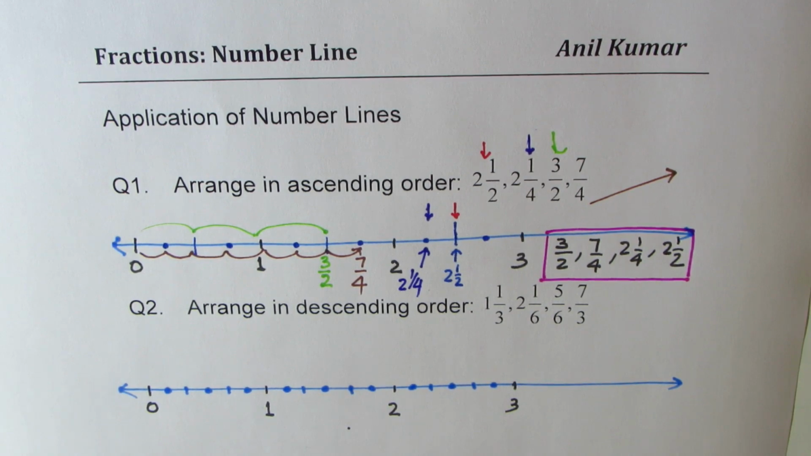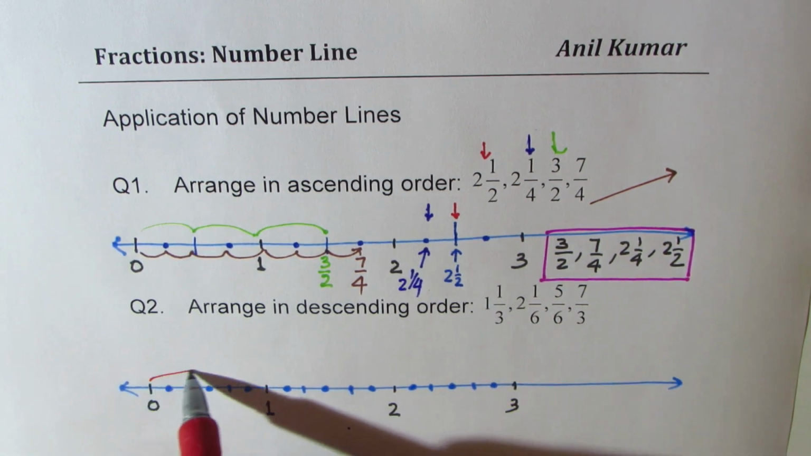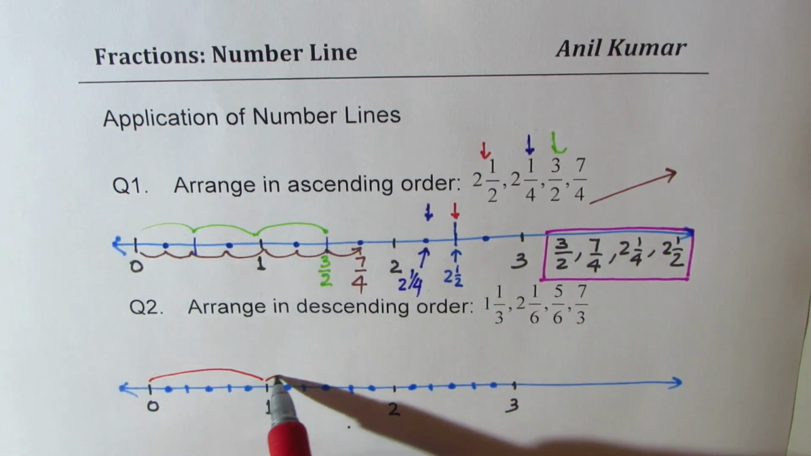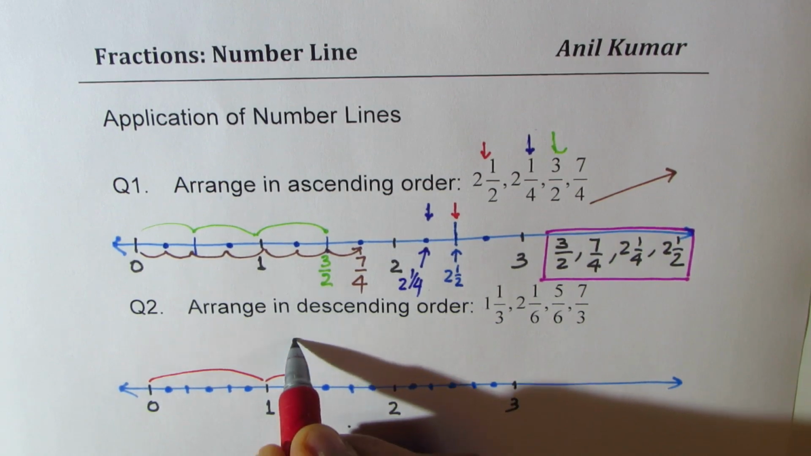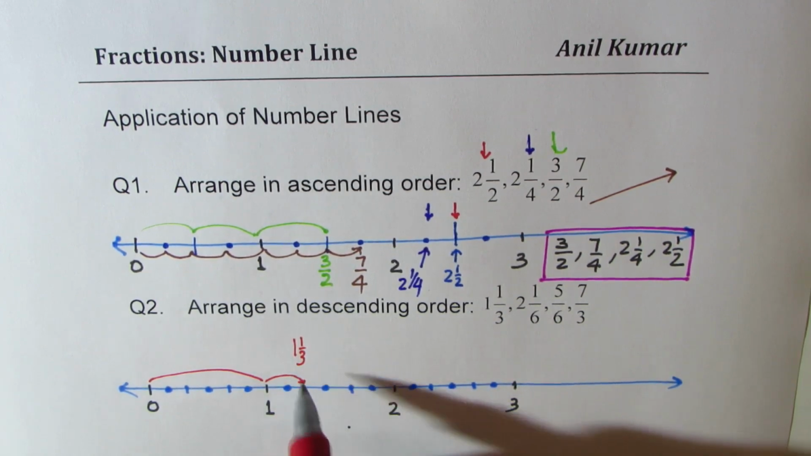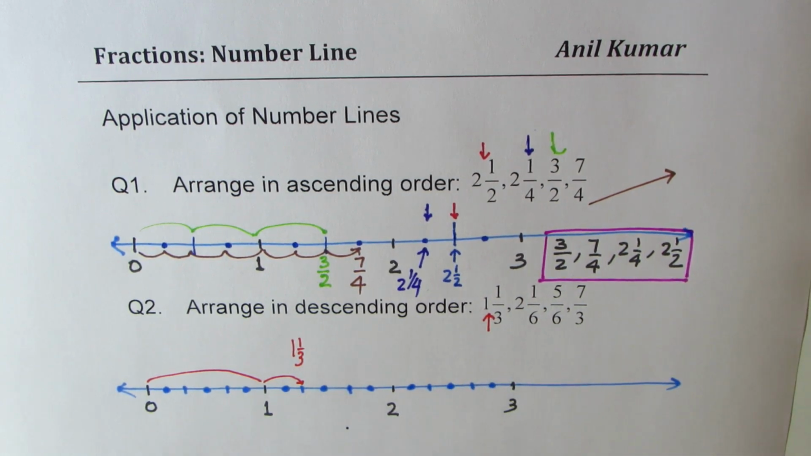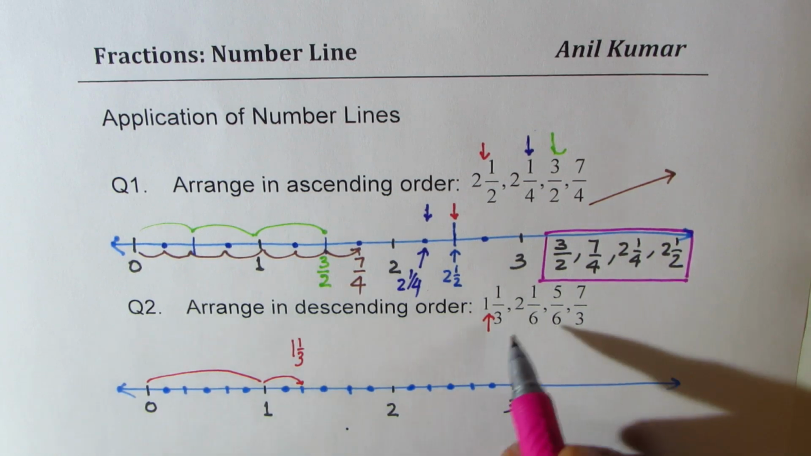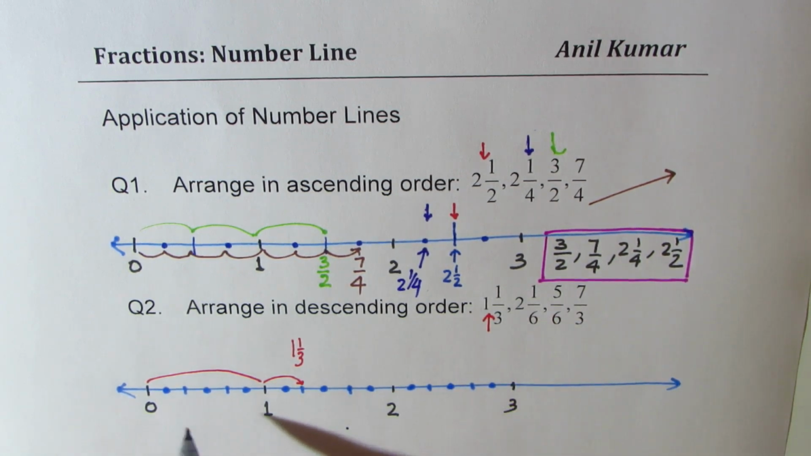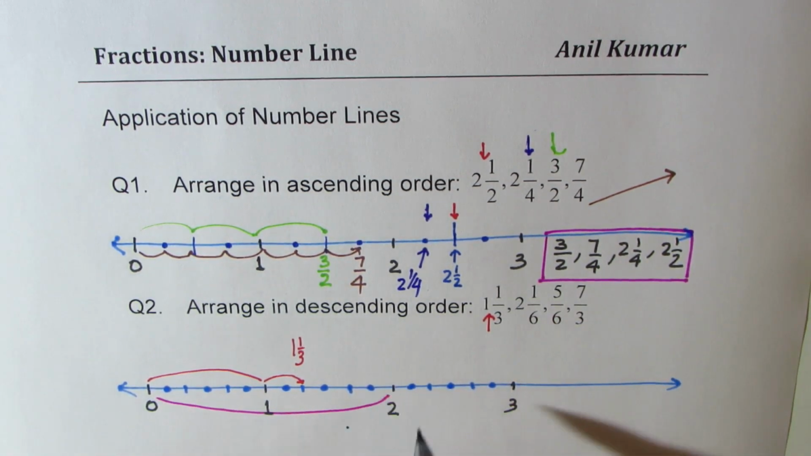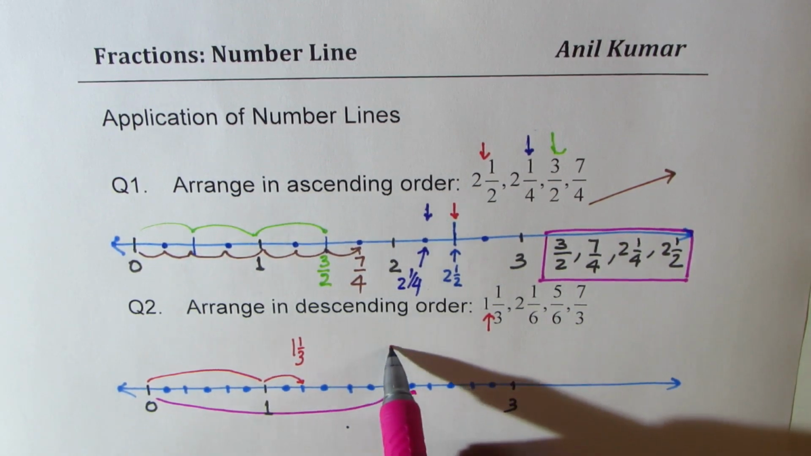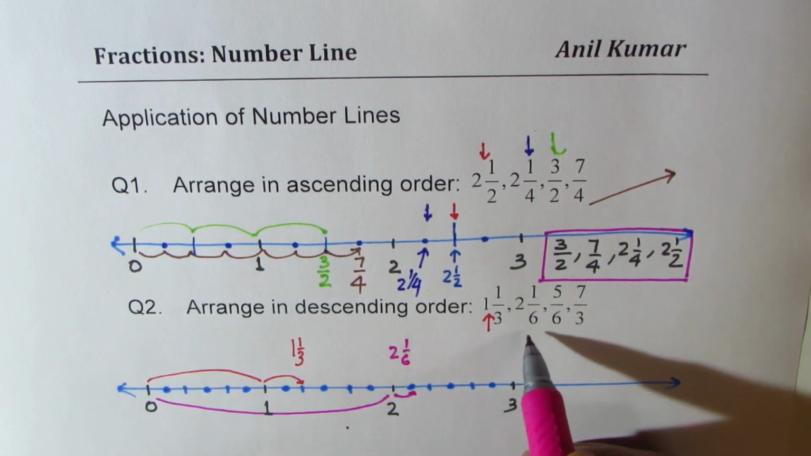So here is my solution. 1 1 over 3 means 1 whole and then 1/3. So this is 1 1 over 3 in red. 2 1 over 6. So 2 means you go down like this, 2, and that is 1/6. So that is 2 1/6.